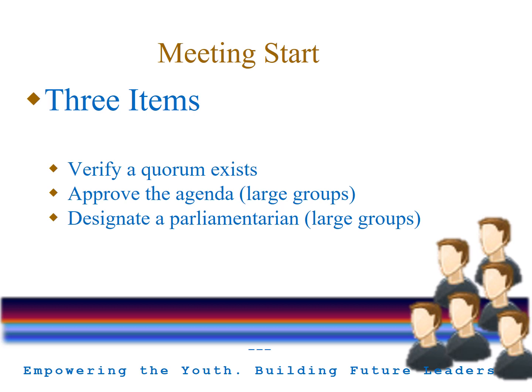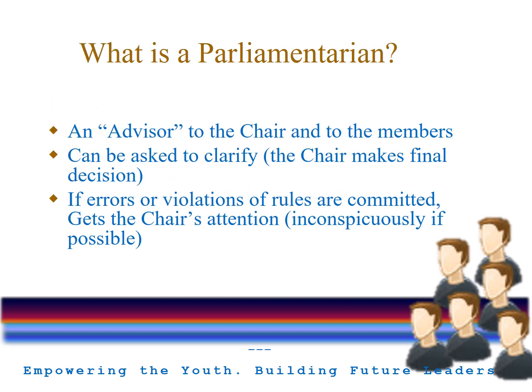So what is a parliamentarian? A parliamentarian is basically an advisor to the chair and to the members, and this person can be asked to clarify. However, it is still the decision of the chair whether this parliamentarian will be asked for clarification or not. These are oftentimes applicable in large crowds when some or most of the people would ask again or have a point of information or a point of inquiry.